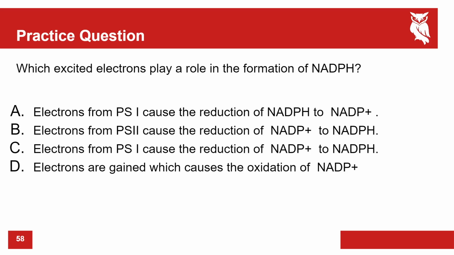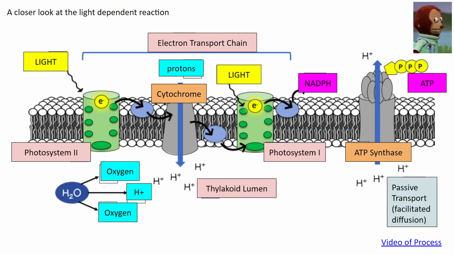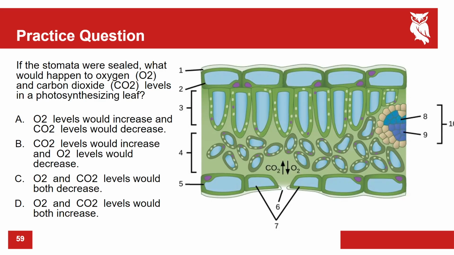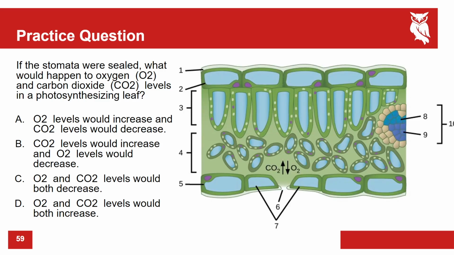Okay. So we know this isn't correct because we don't change NADPH to NADP+ in the light-dependent reactions. We know it's not this one because we're reducing, we're not oxidizing. And then we can go back to this little figure here. Photosystem 1, electrons come from here, and then go make NADPH. So it is C. Very good.